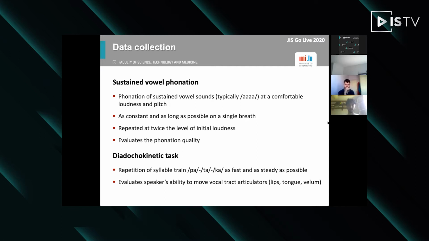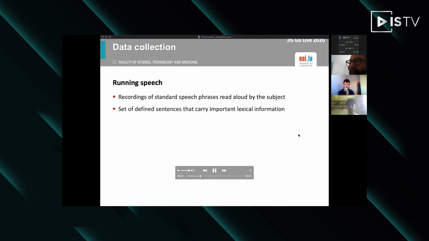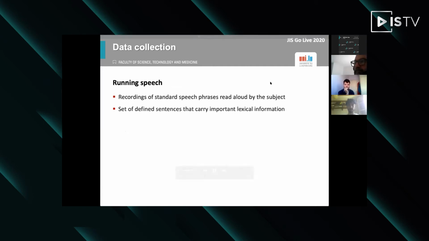Diadochokinetic tasks require very rapid movement of vocal articulators such as lips, tongue or soft palate, and reveal the patient's ability to retain the speech rate or the intelligibility of the speech. The other approach is to use running speech, which consists of recordings of some standard speech phrases that are read aloud by the participant.